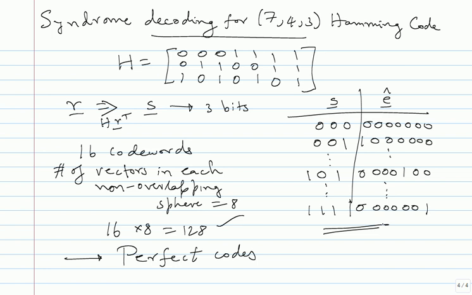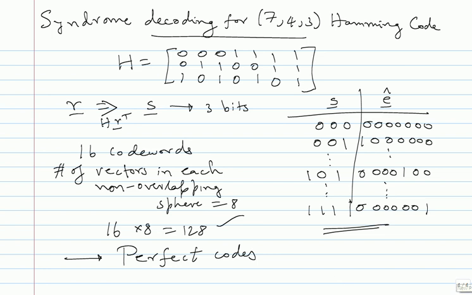But again, for large n and large k, it will become difficult. Why? How many syndromes will you have? 2 power n minus k syndromes. If n minus k is 500, it will become 2 power 500. You can't do it. So even for reasonable numbers, it's tough. So it's not a very efficient implementation, but one could think of doing that. Okay, so that's syndrome decoding.